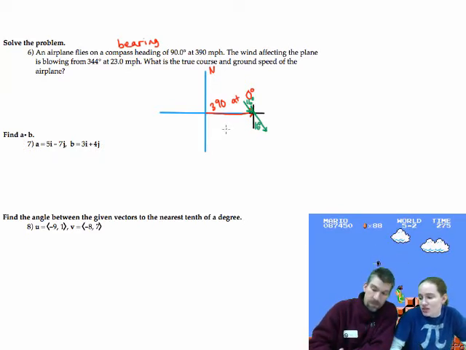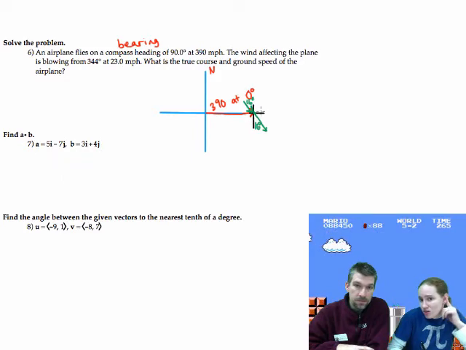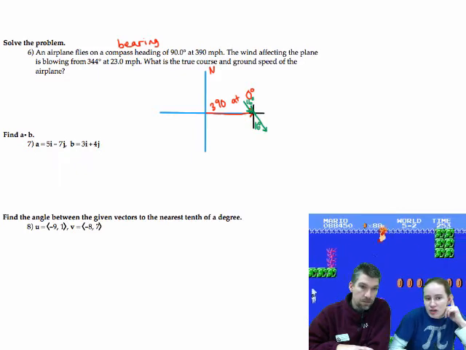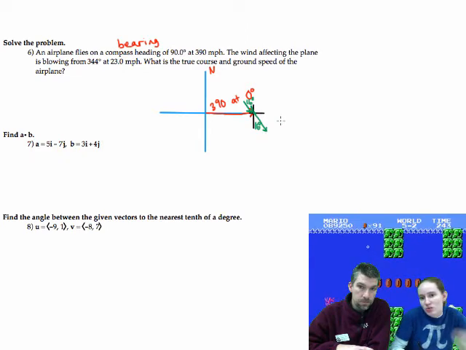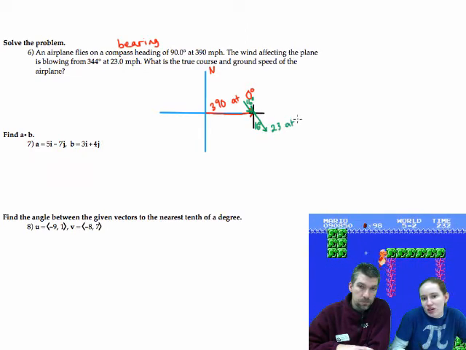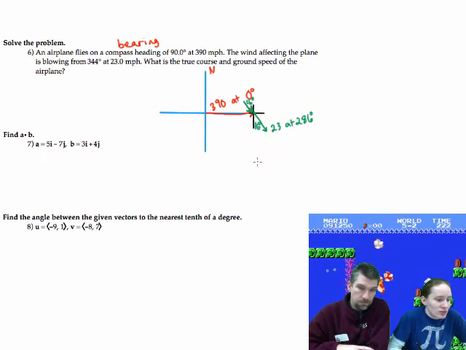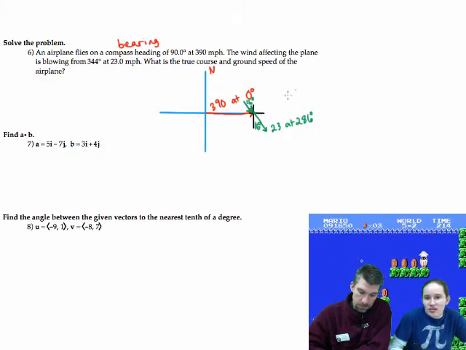16 degrees is right there, which means that this trig angle would be 270 plus 16, which is 286. So the info about this one is that we are at 23 miles per hour, at an angle of 286 for the math part. So what we need to do is put this into vector components.